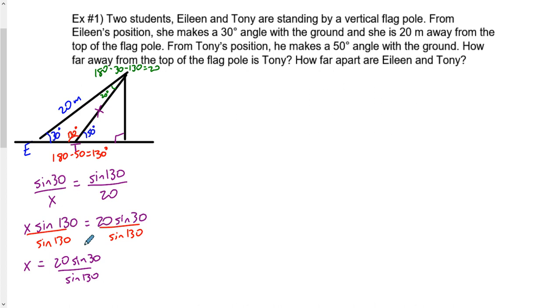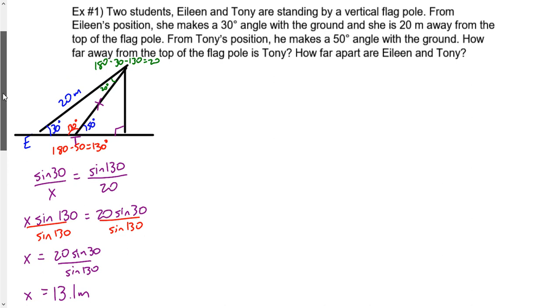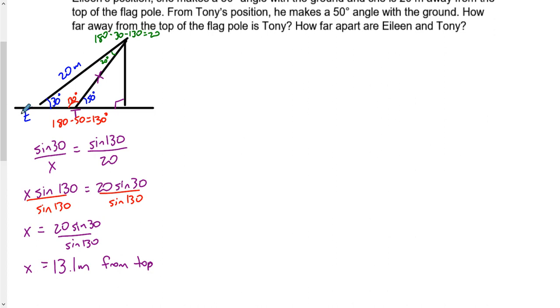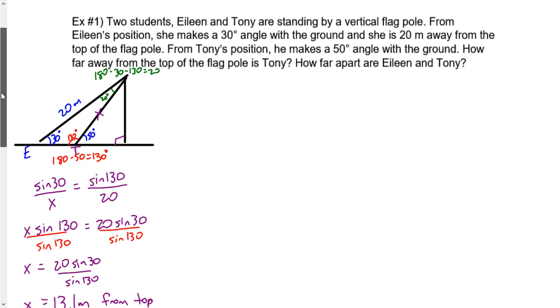Multiplied by the sine of 30 divided by the sine of 130. Tony is 13.1 meters away from the top of the flagpole. So if he's 13.1 away from the flagpole, and Eileen is, oh, we're gonna have to do some more work.